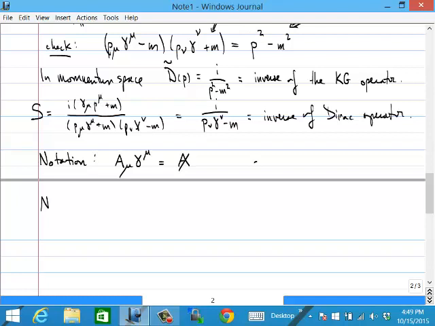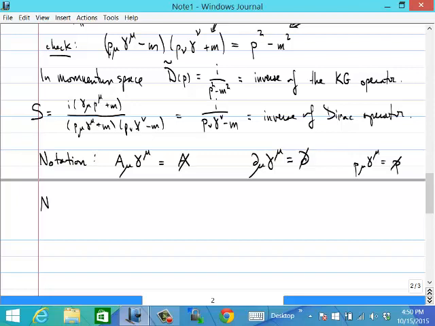So, for example, d by dx mu, gamma mu, that combination of derivatives that appears in the Dirac equation, we write as d slash. And p mu gamma mu, the Dirac operator in momentum space, is just p slash. So this is just a handy notation, and you just need to remind yourself that whenever you see a vector with a slash through it, what that means is that it's not a vector, but it's a 4x4 matrix.